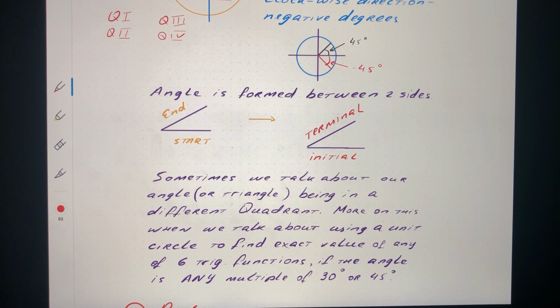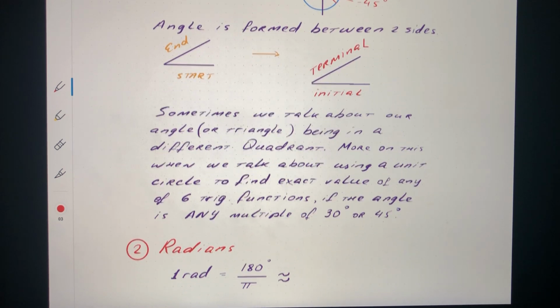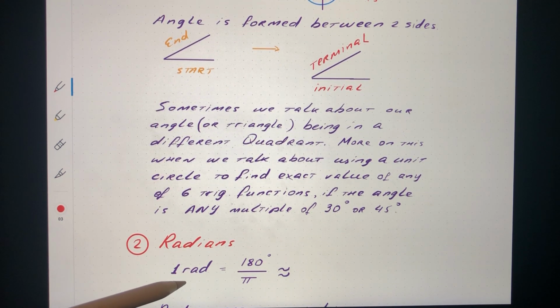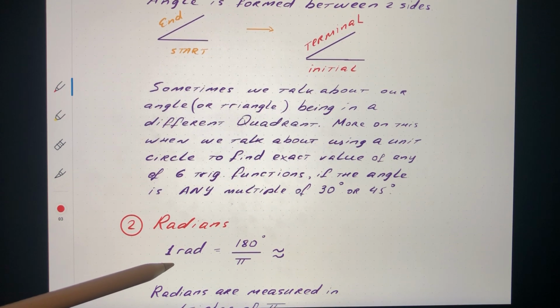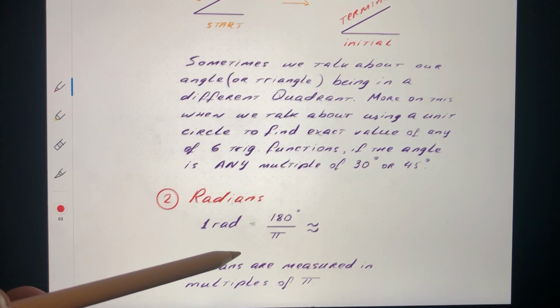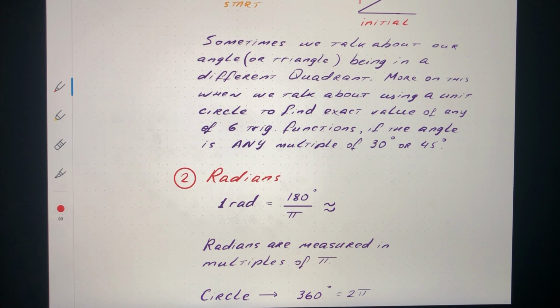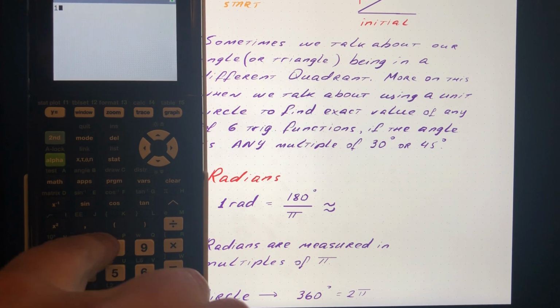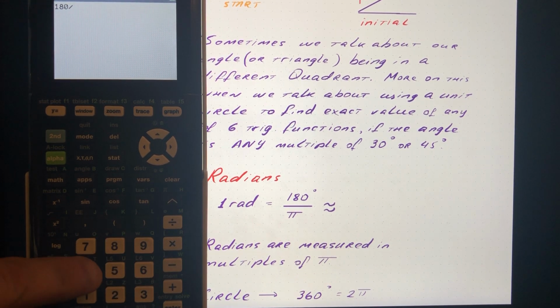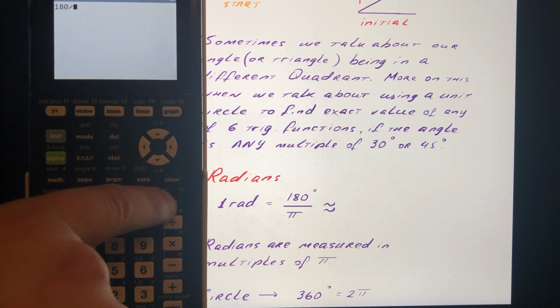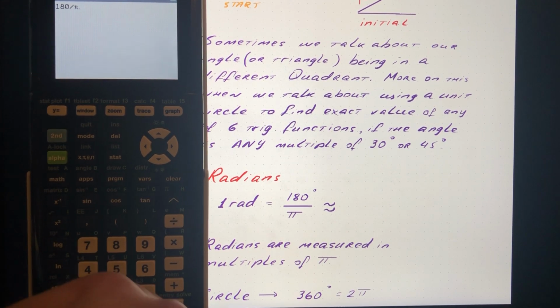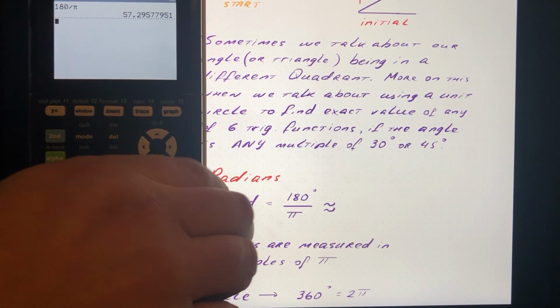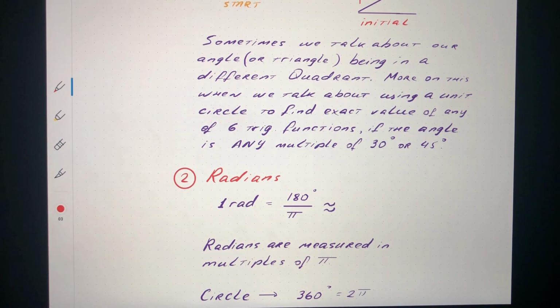The second way to measure angles is radians, and radians are abbreviated as rad. One radian, by definition, is 180 divided by pi, and let's see what that comes out to be with a calculator. So here is our calculator, and if we take 180 divided by pi, the pi button is where the second power is, and so one radian is approximately 57.3 degrees.